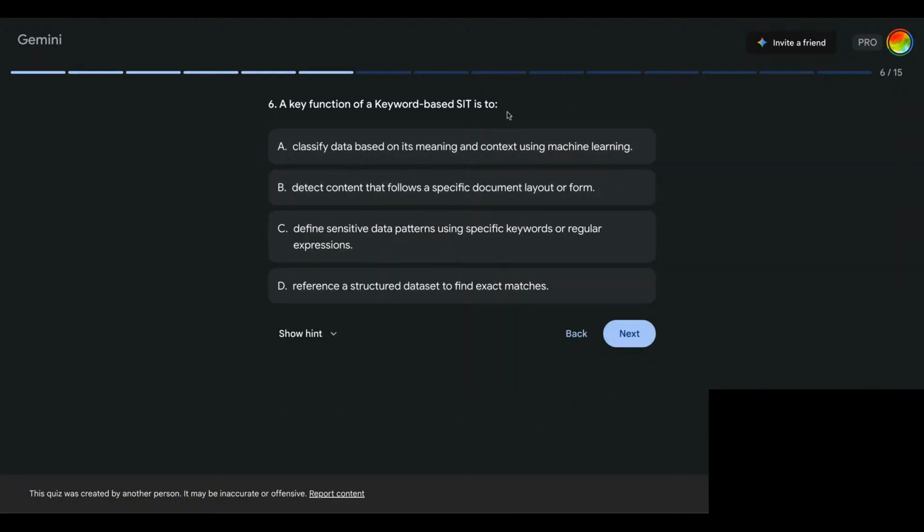Okay, let's go to number six. A key function of a keyword based SIT is to, I think this one should be easy. The answer is right there in the question.